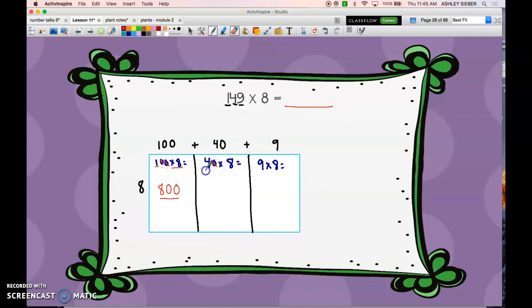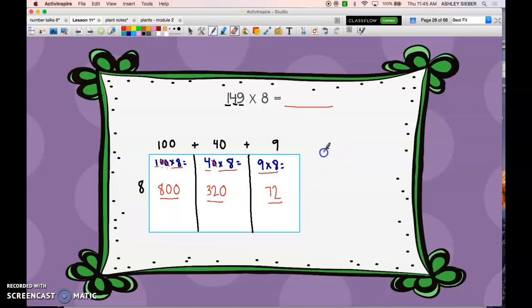Mark out my 0. 4 times 8 is 32. 0 goes back in my answer. And 9 times 8, no zeros. I know that fact is 72. Now I'm going to take all 3 of my partial products and stack and add them.